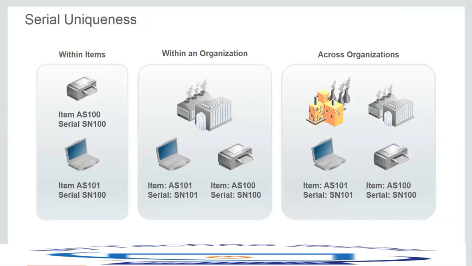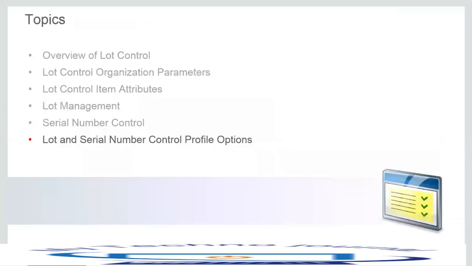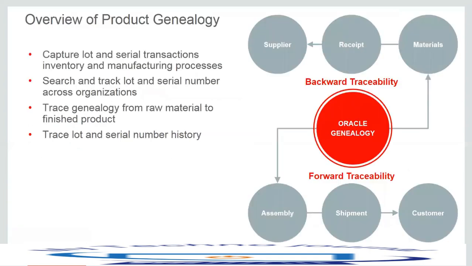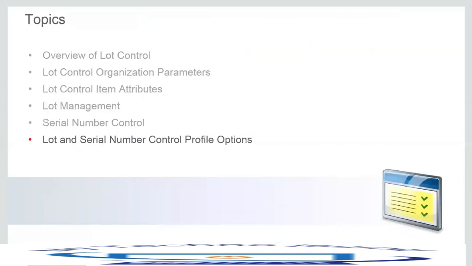So just to give an example here, if you assign serial number 100 to item A, you cannot receive item B or item C with the same serial number SN100 in any inventory organization. So there are a few lot and serial number control profile options as well.